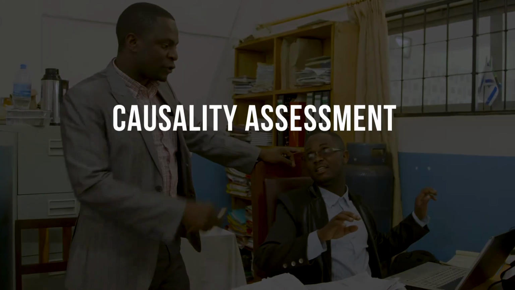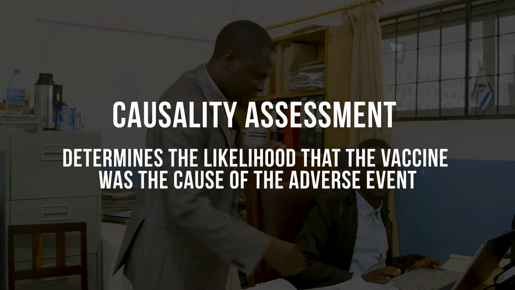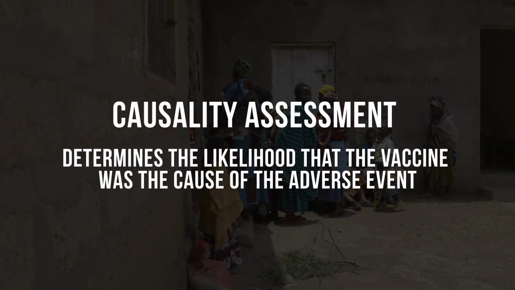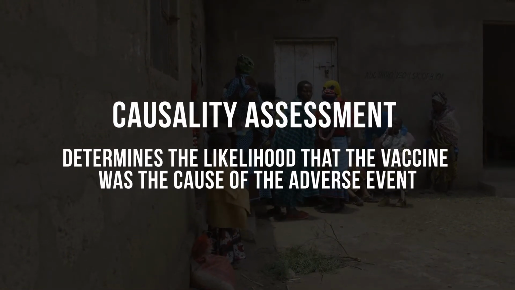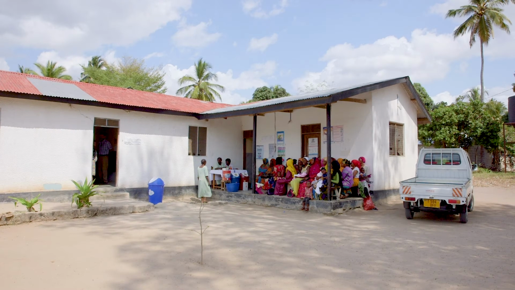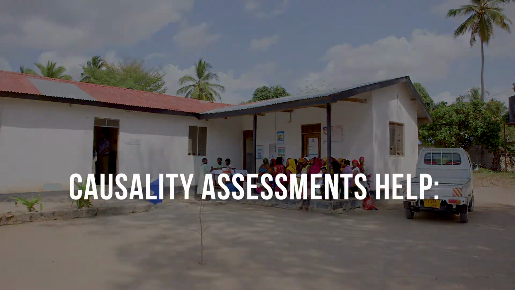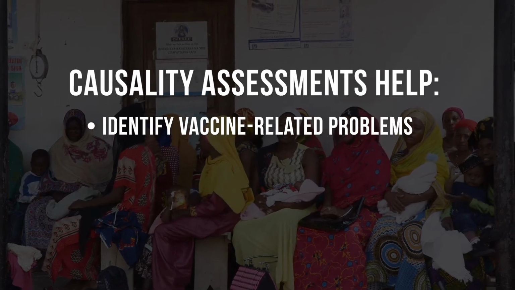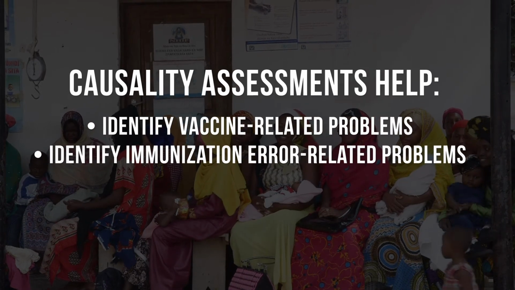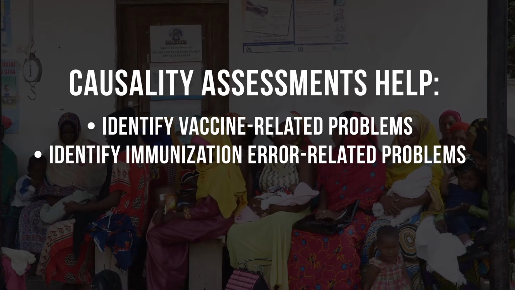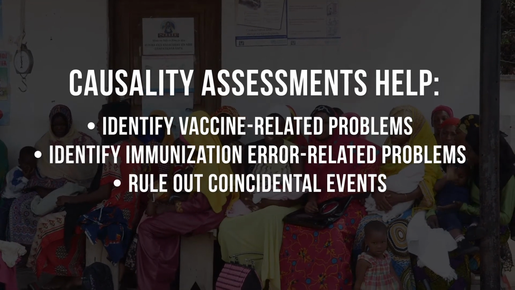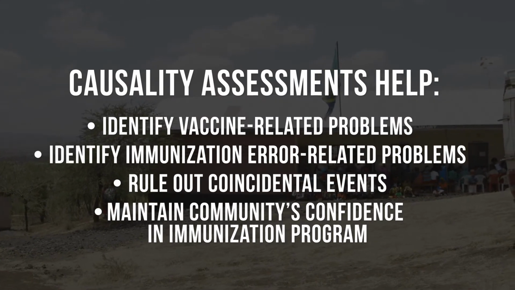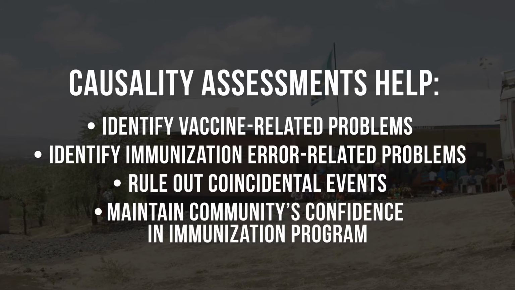A causality assessment is a systematic review of data about an AEFI case. It determines the likelihood that the vaccine was the cause of the adverse event. These systematic reviews are a critical part of AEFI monitoring. They not only help identify vaccine-related problems, but also identify problems related to immunization error, and rule out coincidental events. A causality assessment is critical to maintain the community's confidence in the immunization program.